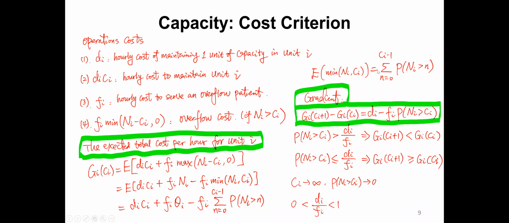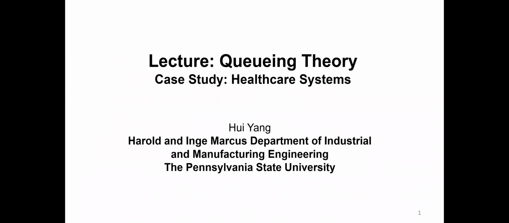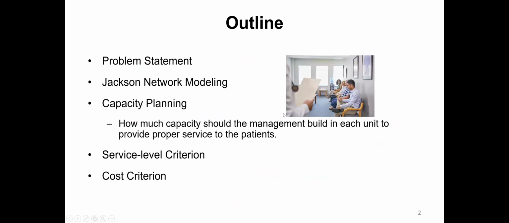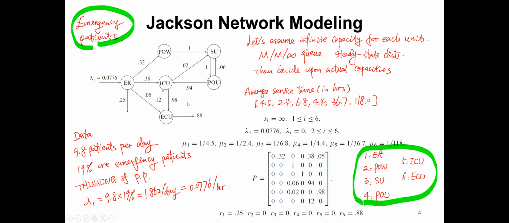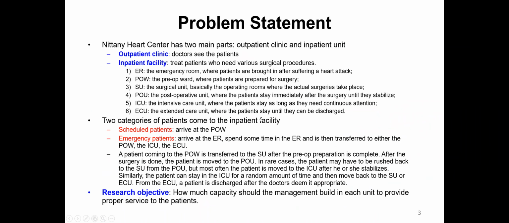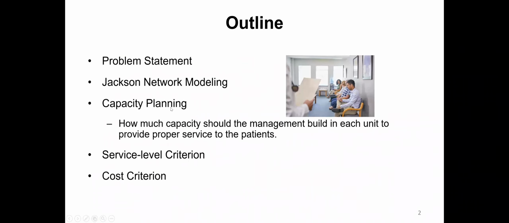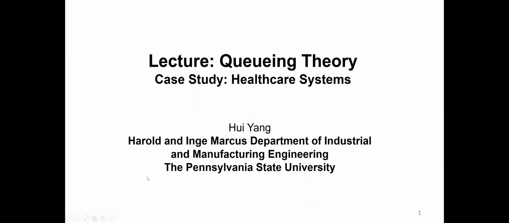Okay. So in this case study, we looked at how to build the Jackson network model. And based on the Jackson network model, we do the capacity planning using two criteria: guaranteed service level, or minimizing the cost. Okay, so this is the end of this case study.